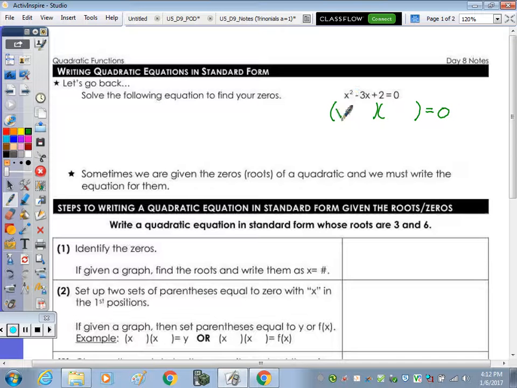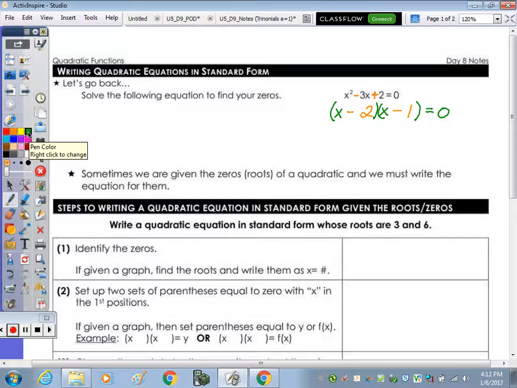So to get x squared, we use x times x. 2 is prime, so that's pretty easy. It's going to be 2 times 1. And since the signs, again, multiply to a positive product, but combine to a negative, it's going to be negative 2 times negative 1. That gives us the positive 2, but the negative 2 combined with the negative 1 is the negative 3 in the middle.